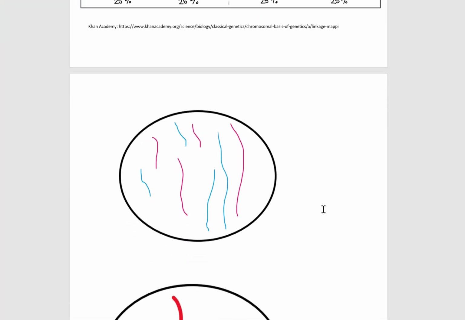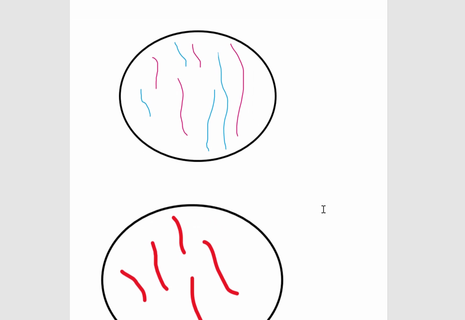Now, some review questions for you. If this cell was on the test and I asked you, what is the chromosome number for this cell? What would you say?